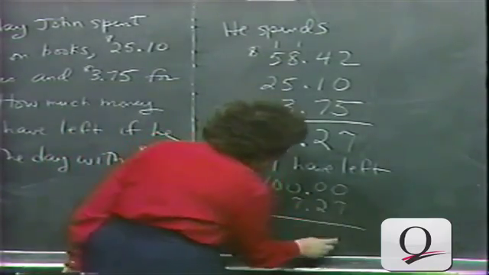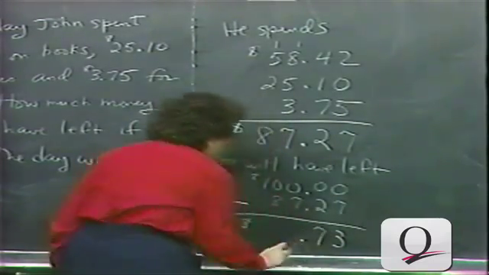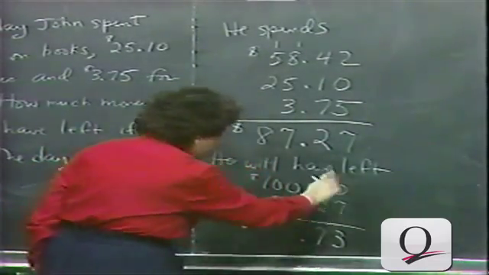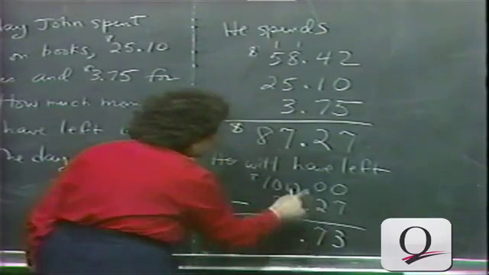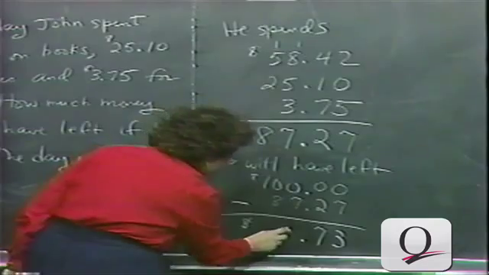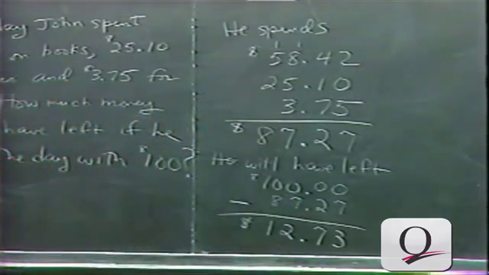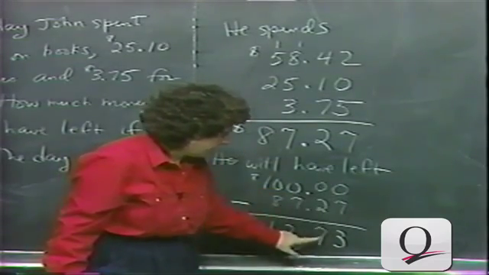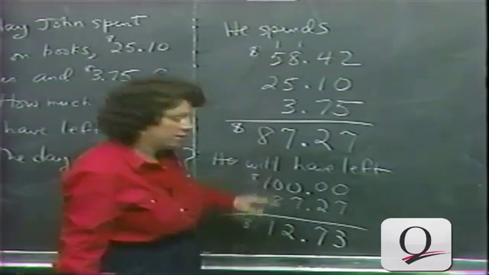10 take away 7 gives us 3. 9 take away 2 gives us 7. 10 take away 7 is 3. 9 take away 2 gives us 7. 9 take away 7 gives us 2. And 9 take away 8 gives us 1. So $12.73 will be remaining at the end of the day. Checking, 3 and 7, 10, 2, 7 and 1, 10, 1 and 8, 10.